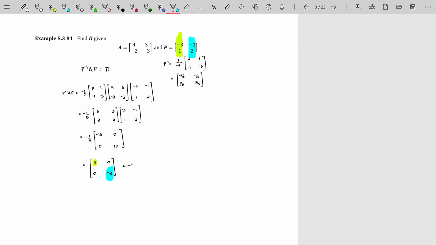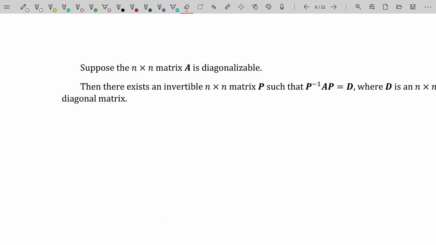This is a very powerful result. So let's go ahead and start justifying that result right now. Suppose we're given a square matrix A, and we happen to know that matrix A is diagonalizable. Well, remember what that means for us. When somebody says we have a matrix that's diagonalizable, it just means that we have some type of similarity transformation that can transform that matrix A into a diagonal matrix. And that's what I'm saying here.